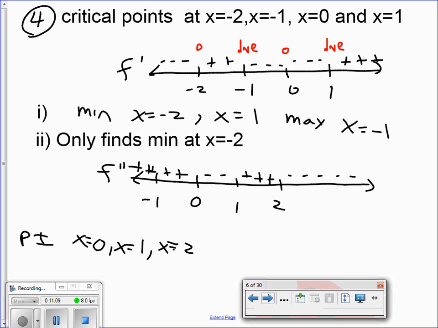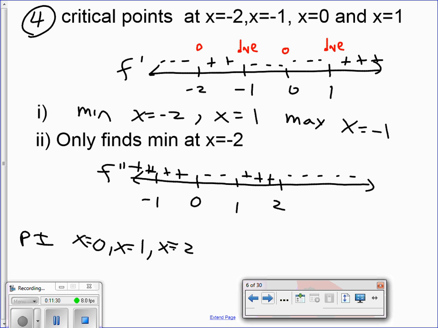And at 1, there's a min. I wrote them in the opposite order, but yeah. Okay. Now, if I tried to figure out the extrema using the second derivative test, I would have only looked at the values of x where the derivative was 0, namely -2 and 0.